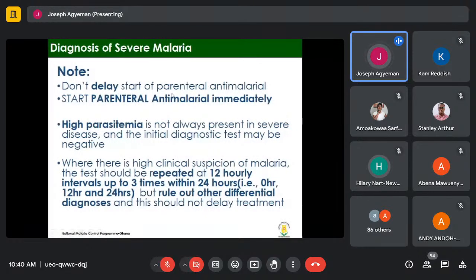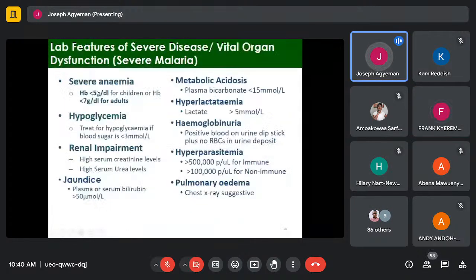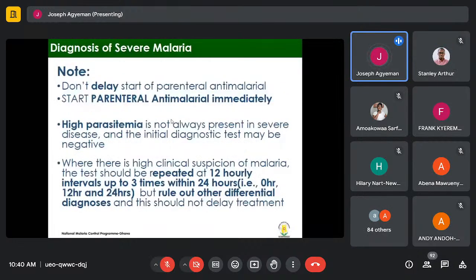Do not delay treatment because you want to go and confirm these problems. Because you want to confirm the presence of all these, then you are delaying. No. Once you see the signs and symptoms, immediately you may have to start.